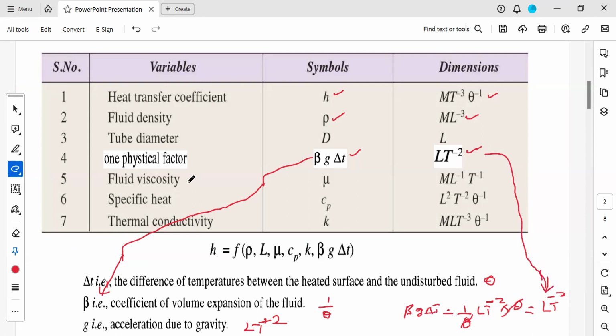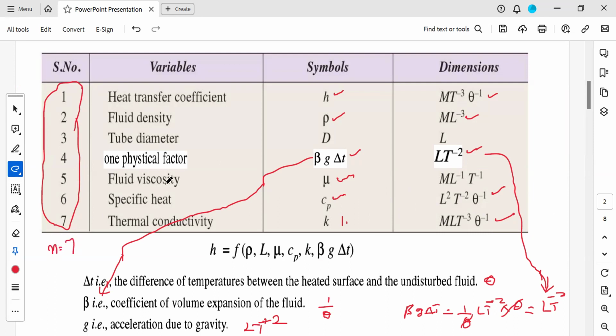Next one is fluid viscosity mu. The dimensions will be M L power minus 1 T power minus 1. For specific heat, Cp is the symbol, and L square T power minus 2 theta power minus 1 will be the dimensions. Last one is thermal conductivity k. The dimensions will be M L T power minus 3 theta power minus 1. So the number of variables, if you count, is 7. Therefore, n is equal to 7.